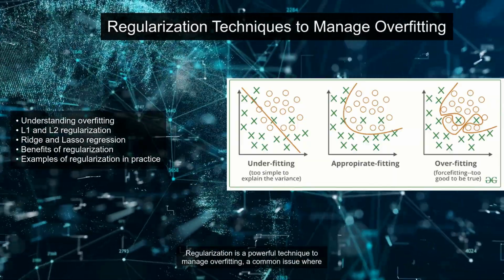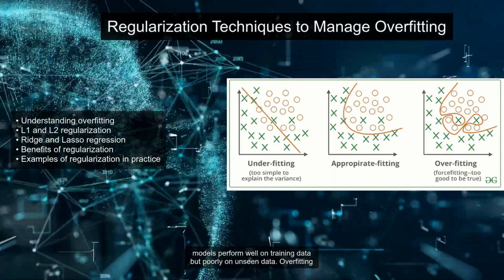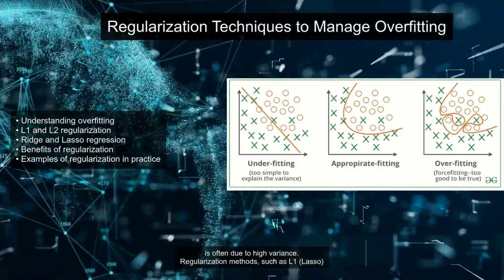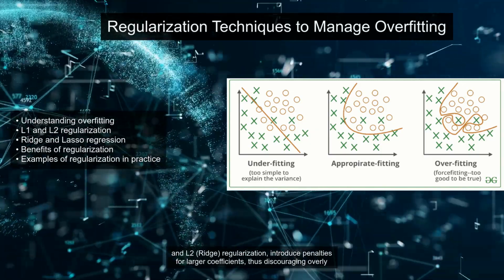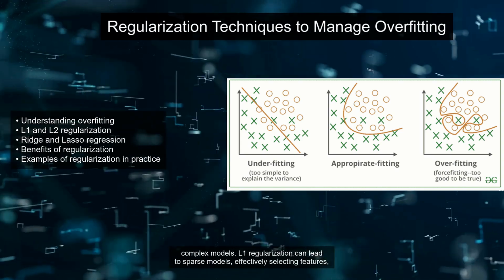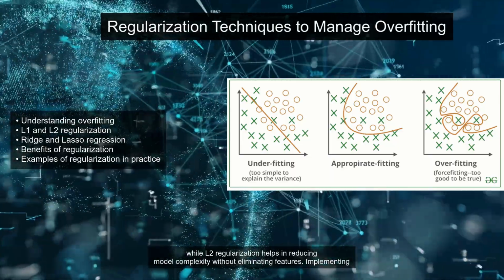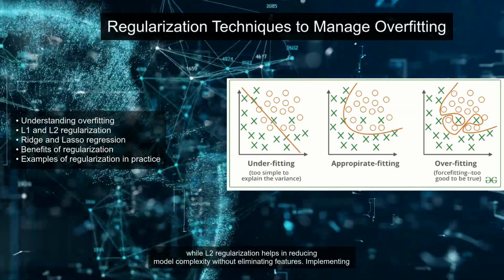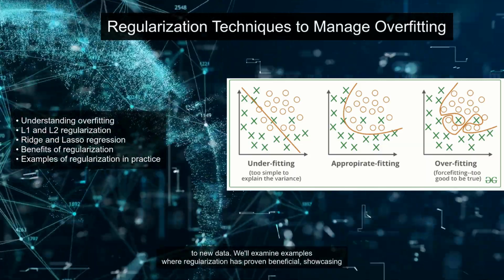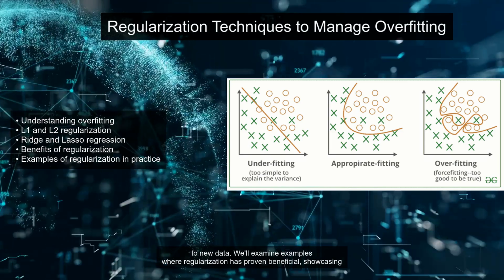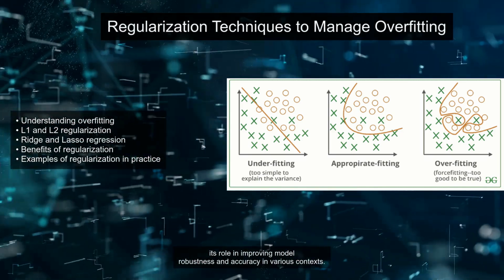Regularization is a powerful technique to manage overfitting, a common issue where models perform well on training data but poorly on unseen data. Overfitting is often due to high variance. Regularization methods, such as L1 (lasso) and L2 (ridge) regularization, introduce penalties for larger coefficients, thus discouraging overly complex models. L1 regularization can lead to sparse models, effectively selecting features, while L2 regularization helps in reducing model complexity without eliminating features. Implementing these techniques can significantly reduce variance, leading to models that generalize better to new data. We'll examine examples where regularization has proven beneficial, showcasing its role in improving model robustness and accuracy in various contexts.